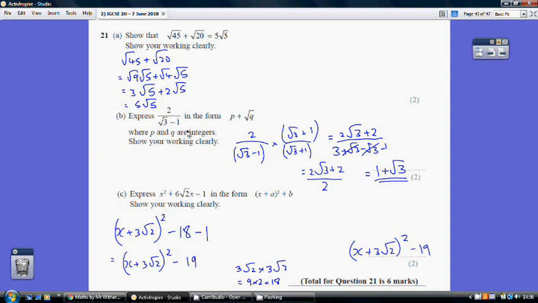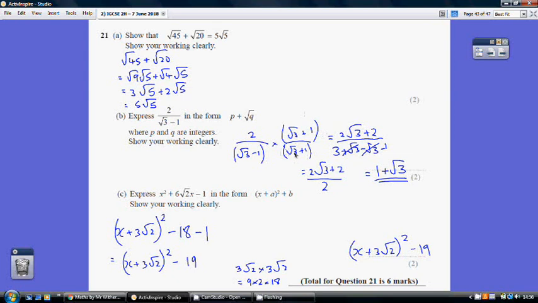Now for part B, we need to rationalize this surd. So choose to multiply top and bottom by the denominator with a change of sign. So we're going to multiply top and bottom by root 3 plus 1, not root 3 minus 1. When we multiply our numerator, we get 2 lots of root 3 plus 2. And then when we multiply out the pair of brackets on the bottom, because we've got this change of sign, our 2 middle terms will cancel out.